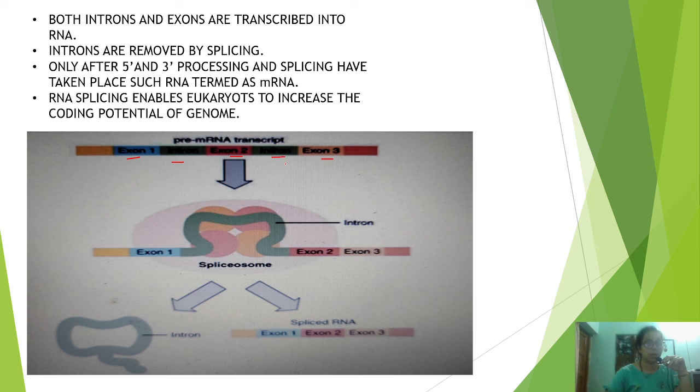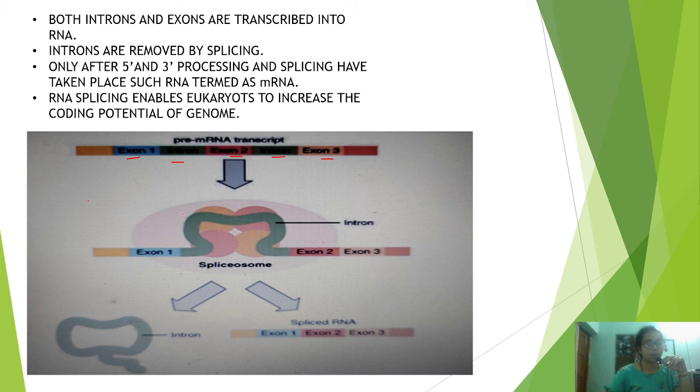It is a pre-mRNA. Why am I mentioning pre-mRNA? Because it is not yet matured, because the introns are already present. Okay, then what happens? The spliceosome. What is a spliceosome? Spliceosome is an enzyme which is responsible for removing the intron.